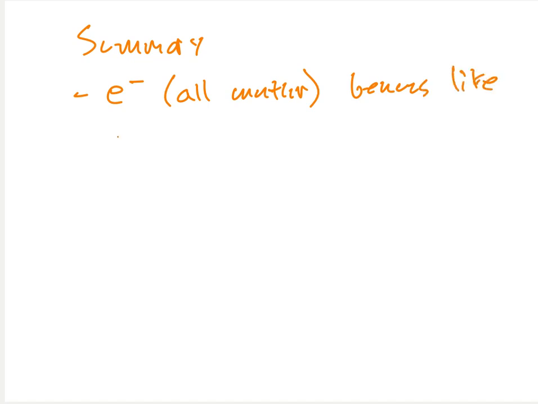To sum things up, we've found that electrons, and in fact all matter, behave like both wave and particle, and the type of behavior you see depends on the type of question that you ask. You ask a particle question, you get a particle answer. You ask a wave question, you get a wave answer. This holds for photons now and all of these little subatomic particles that make up everything around us.